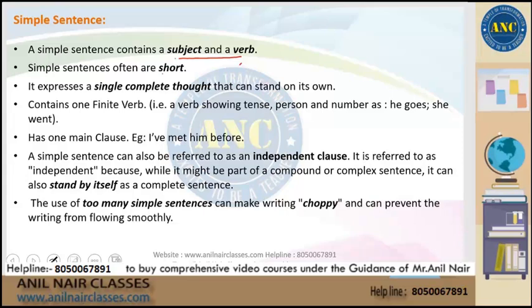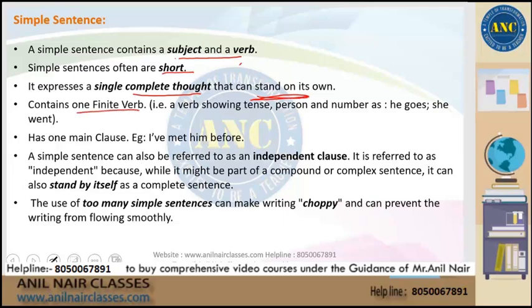Mostly simple sentences are short in their nature. They can be longer ones as well, but mostly because it's just a subject and a verb that is present in a sentence, these are mostly short sentences. And they make complete sense. Hence, it's a complete thought and they can stand on its own. That means it does not need another added sentence to give meaning to the sentence. It by itself makes complete sense. Hence, these are simple sentences.